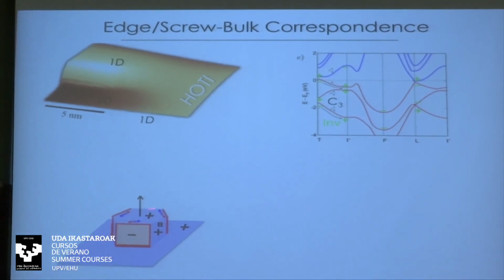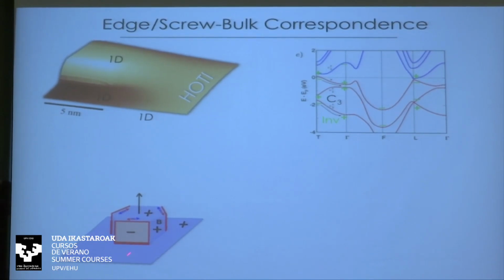So a step edge, again, is made out of two hinges. So this is the 2D side surface, and these are the two hinges that we discuss, which means that basically, as far as we understand, we should expect two helical modes that run on the two hinges, separated by this insulating miniature 2D surface.